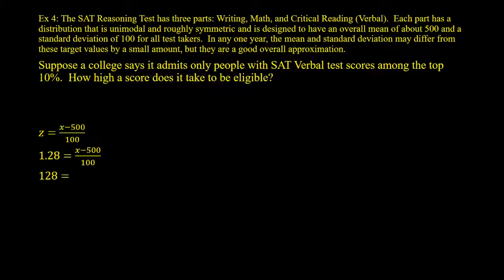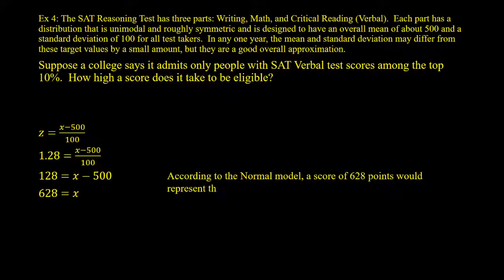Multiply the other side by 100, so we're just doing some algebra now. 128 equals x minus 500. Add the 500 to the other side. 628 equals x. According to the normal model, a score of 628 points would represent the top 10% of SAT verbal scores.